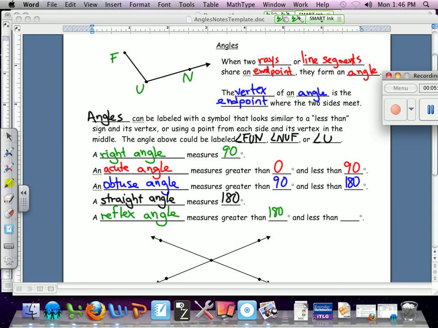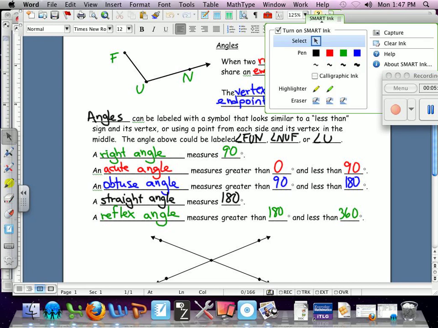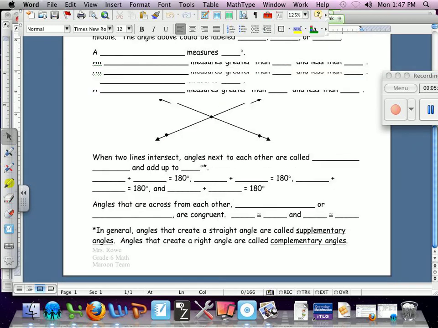Greater than 180 degrees, but less than 360 degrees, and the degree symbols are all in there. So those are our angle classifications. The next thing we need to do is jot down a few notes about angle relationships when you have angles forming straight lines and such. So everybody's got that so far? Clear the ink? Moving it down.